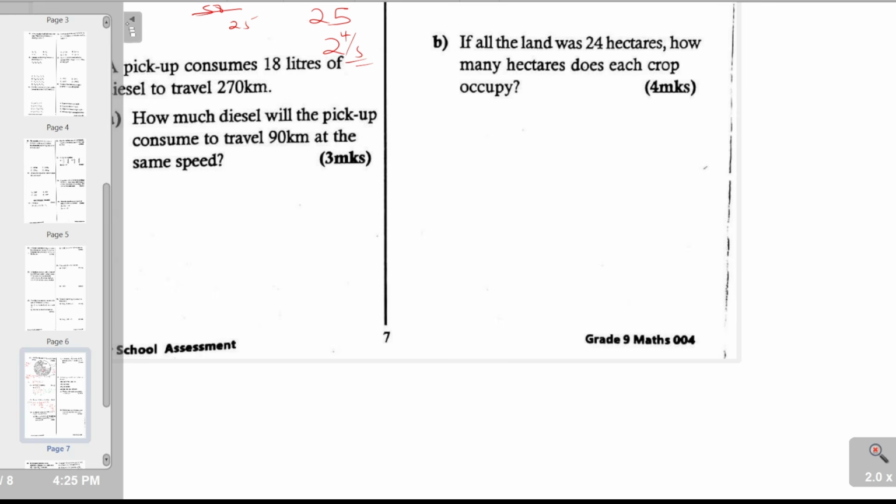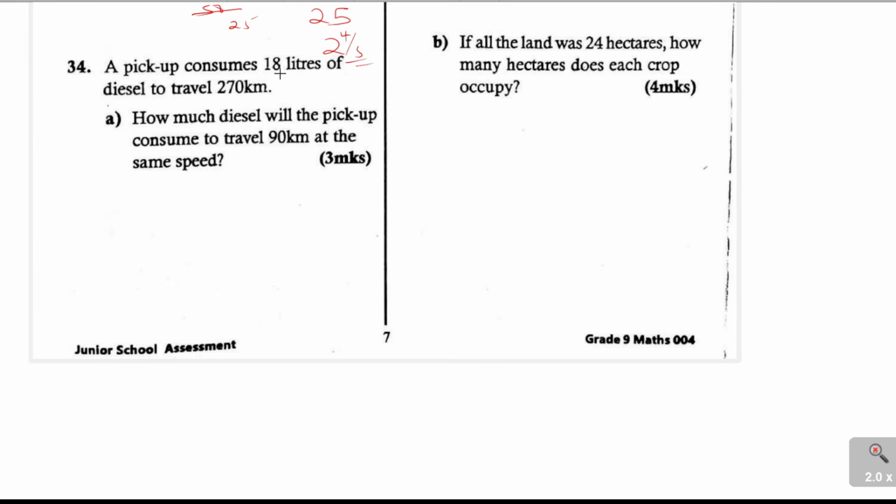So the first thing we're going to do, look at this. Given 18 liters to travel for 270 kilometers. So if 18 liters goes for 270 kilometers, what about 1 liter? 1 liter will go for how many kilometers? You take 270 divided by 18.